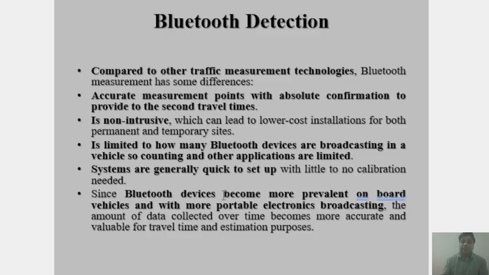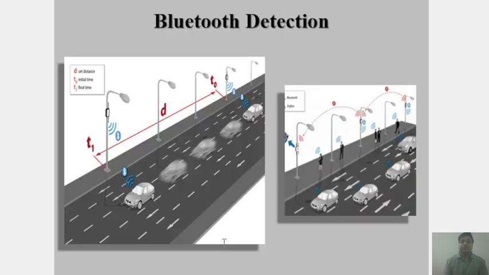Next, Bluetooth devices are more prevalent in vehicles and in portable electronic devices that broadcast. That is nothing but the amount of data collected over time becoming more accurate. So here we are able to calculate more accurate and valuable data for travel time and estimation purposes.